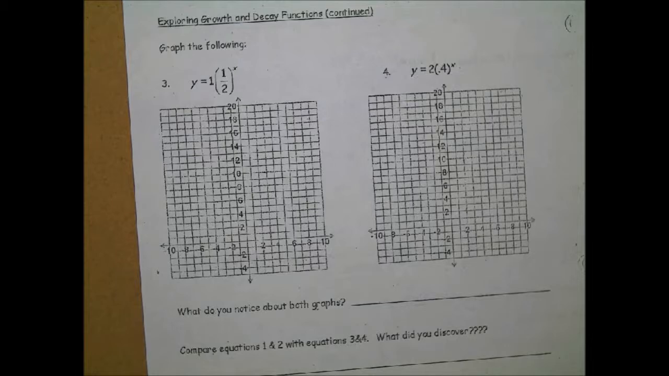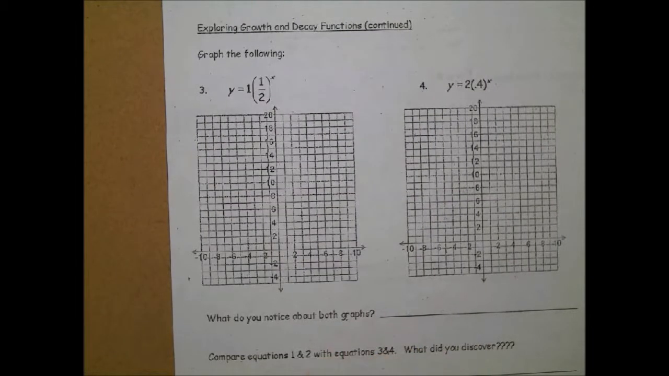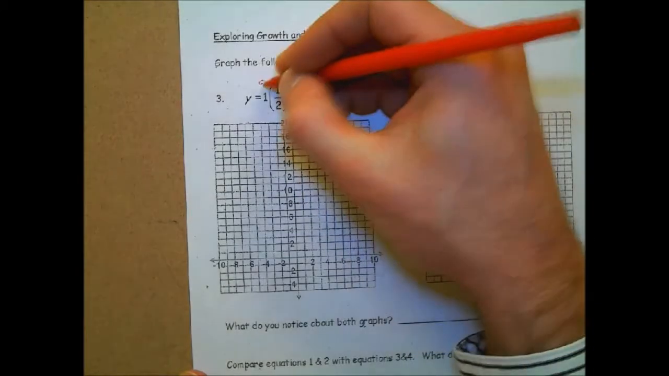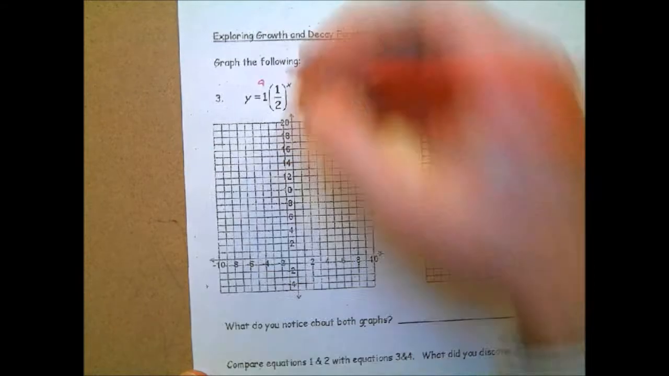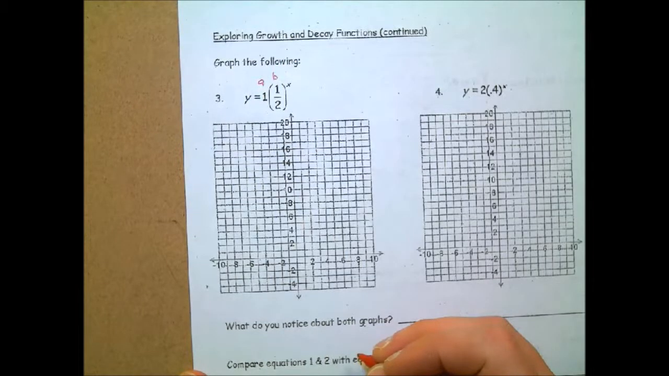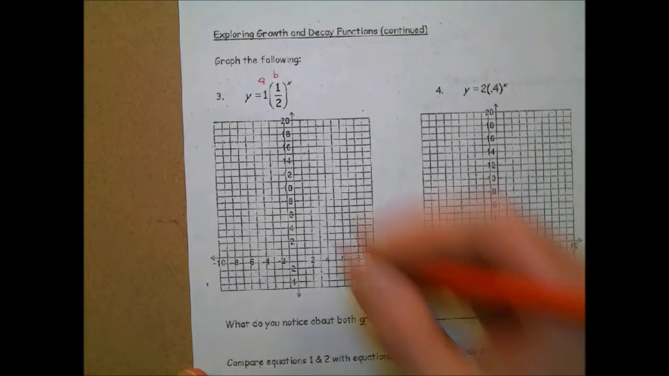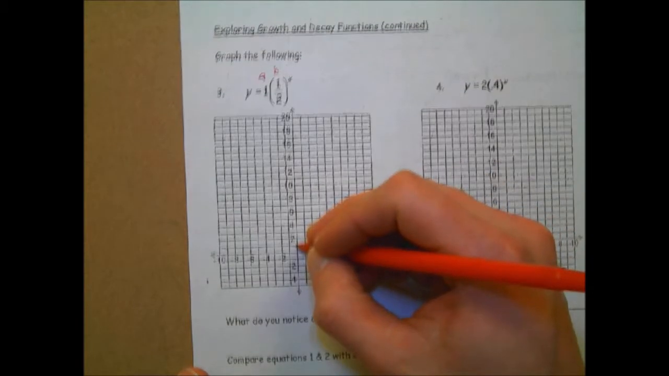All right. Now let's take a look at this next one here. I got it already. All right. So again, what is our A in this case for number 3? A is 1. B is 1/2. Okay, so there's no C. Our A is our y-intercept. So at 1 we have our y-intercept. So put a point there.